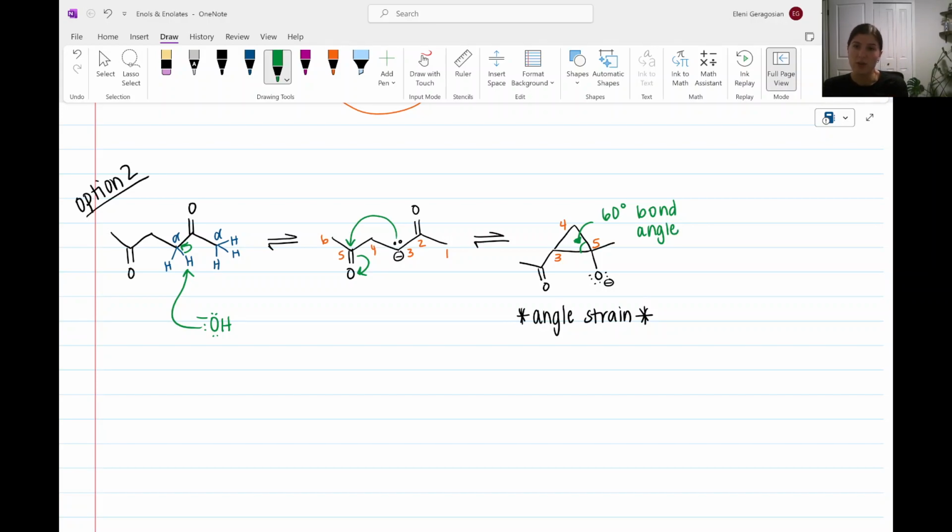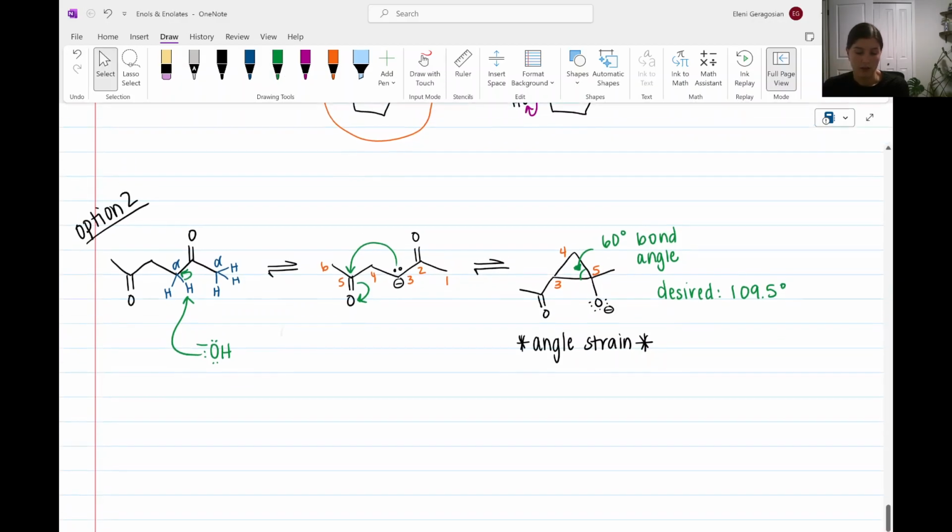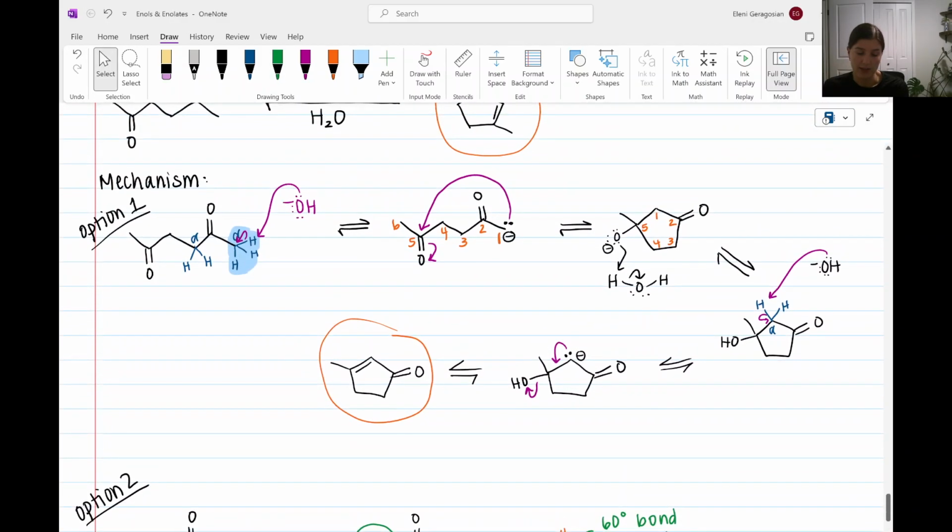But we have tetrahedral carbons as part of the 3-membered ring, and the desired angle is 109.5 degrees. So a tetrahedral carbon has a 109.5 degree bond angle. When carbons are in a 3-membered ring, they're locked into a 60-degree bond angle. So there's a lot of angle strain. It's very unlikely that this molecule would be produced. So if we have this as our starting material, then the more stable ring is going to form. So that more stable ring will be a 5 or 6-membered ring.